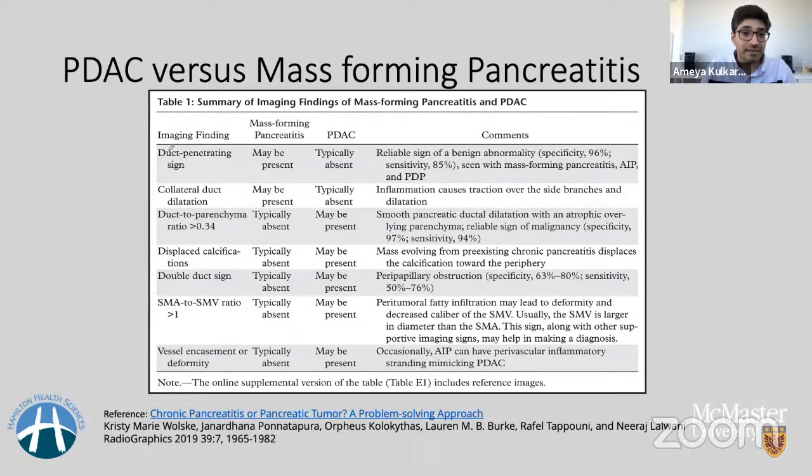To know more, you can go to this article on chronic pancreatic tumors. It's a very nice infographic from 2019 in Radiographics by Wolski et al. It's a really nice article which discusses how to differentiate these two. So what are going to be your typical features which are going to be absent in mass-forming pancreatitis? The double duct sign is going to be typically absent. Displaced calcifications are going to be typically absent there. The calcifications will be present inside of that mass-forming pancreatitis. And whatever is not there on this side will be a red flag to point towards pancreatic ductal adenocarcinoma.